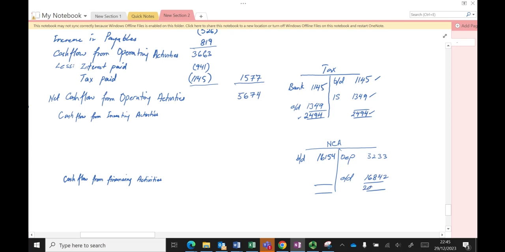Now if I close this account, the total is 20,075 minus 16154, and I will get 3541, which is the money paid out of the bank account. So you can see non-current asset is debit because of bank. So non-current asset is debit and bank is credit, 3541.